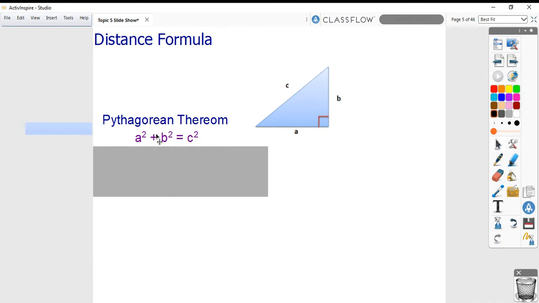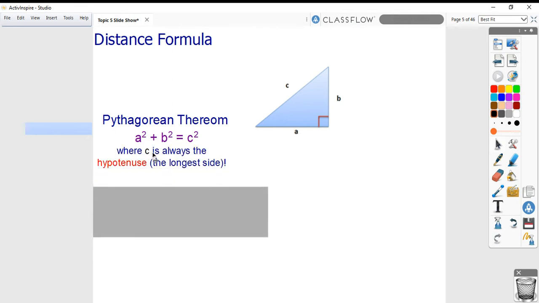This is something that works for every single right triangle that has ever existed. The sides always have this relationship to each other because of that right angle right there. So keep in mind that C is the hypotenuse here, the longest side of that triangle, and the side that's not touching the right angle. We've talked about the Pythagorean theorem before, but the question is, how does that relate to the distance formula? How are we going to bring this back into what we're looking at today?